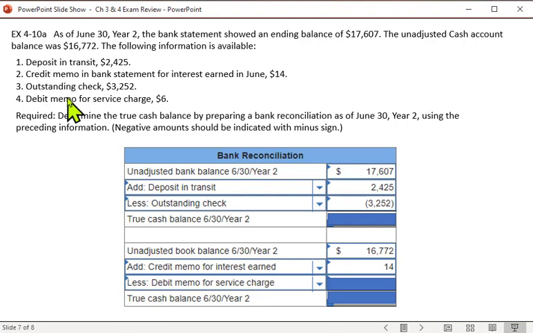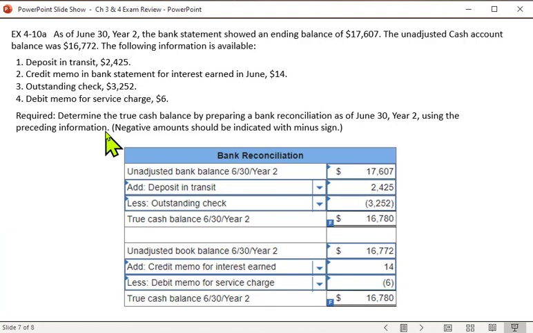And then we have a debit memo for service charge, $6. We don't know about this debit memo for $6 until we open a bank statement up, so therefore the books don't know about it. Therefore, it's a $6 subtraction from the unadjusted book balance. And now, if we've done all these things, we should come up with a true cash balance that agrees for both the bank and the books. So there's our true cash balance, 16,780, and it's the same 16,780 for the cash side. We're in balance, everything's okay.